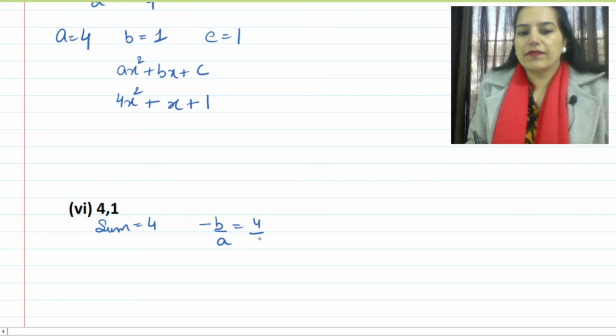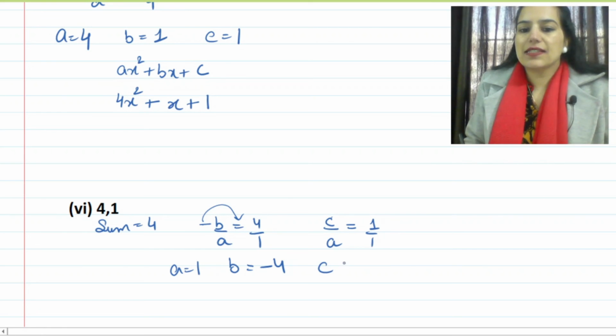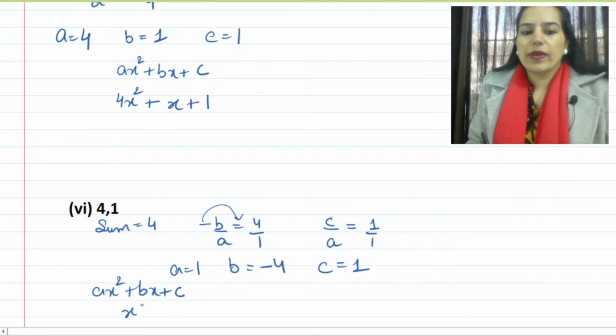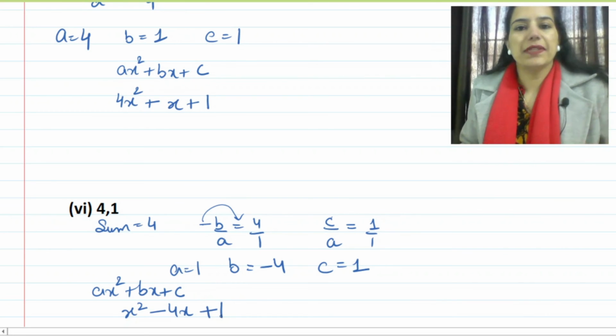This is sum is 4. That means minus b by a is 4 by 1 and c by a is 1 by 1. So what is a? 1. What is b? Minus 4. Do not forget this minus sign. And c is 1. Putting it in ax square plus bx plus c, you will get x square minus 4x plus 1. And this completes the exercise.